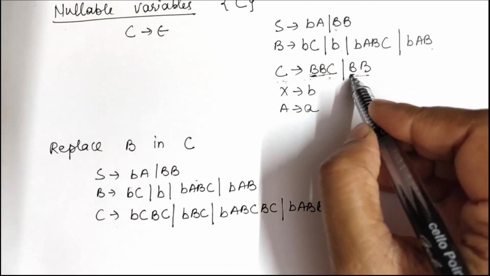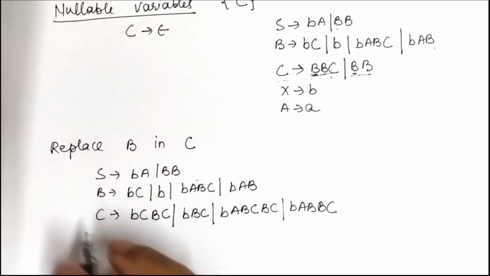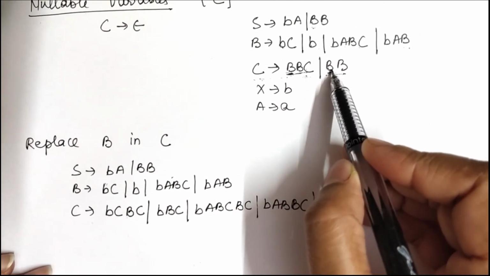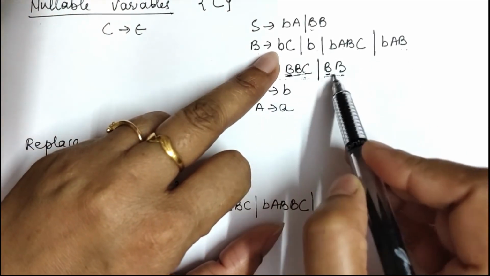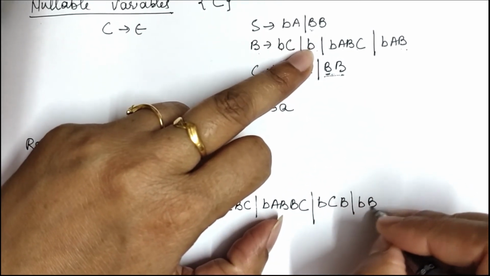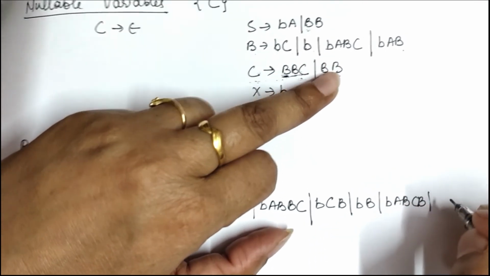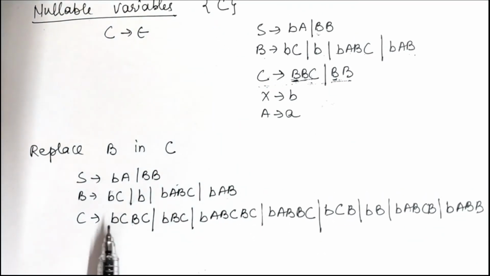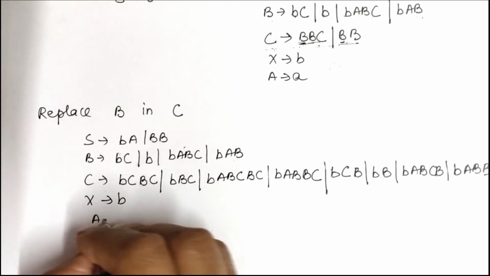Now in place of this B, you can take this grammar continuously or you can take another grammar. I am taking the same grammar. So in place of this capital B you have to substitute this value. First I am substituting BC here, so it will be BCB or BB or BABC and this B, or BAB or B. Now check all, and the remaining grammar will be X derives B and A derives A.